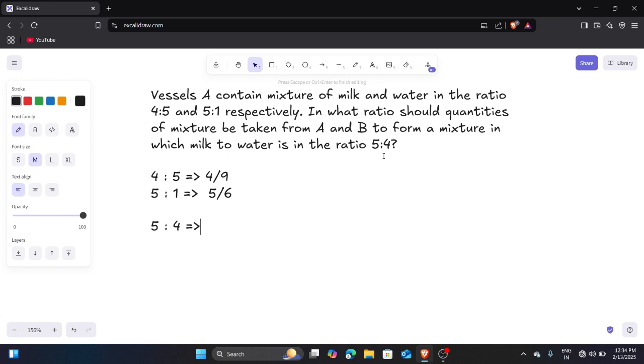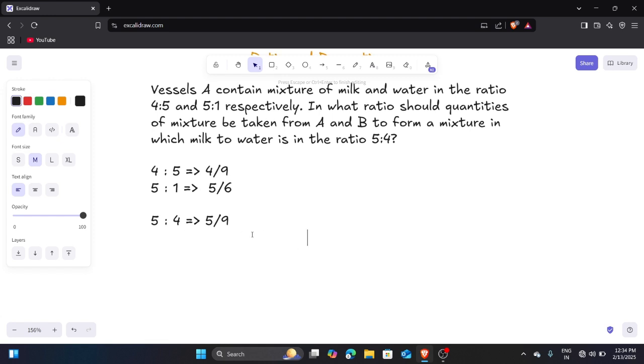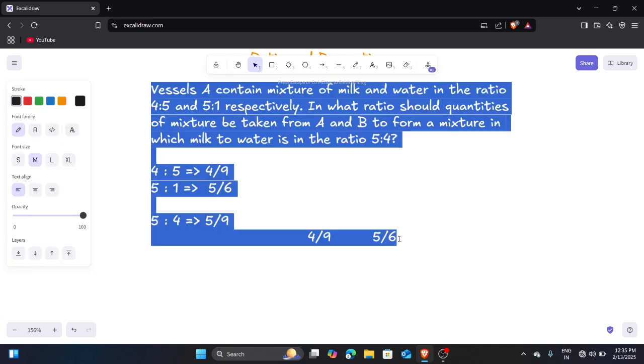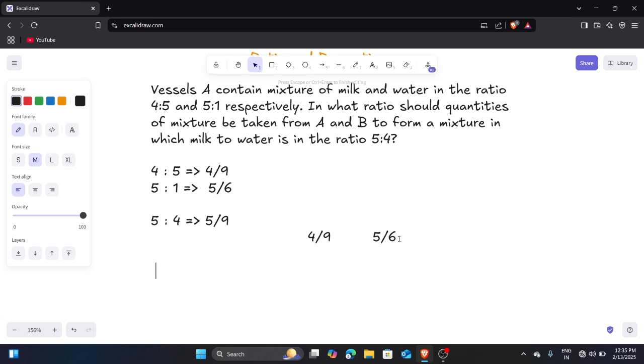Okay, now we have to mix these two in a way so that the new mixture would have the capacity of the first item this much. Okay, no problem. So how can we do this? See here, in the previous question we already did this type of question. So first mixture is how much? 4/9. Second mixture is how much? 5/6. And we have to mix both in a way that the new mixture that we formed has a quantity of how much?